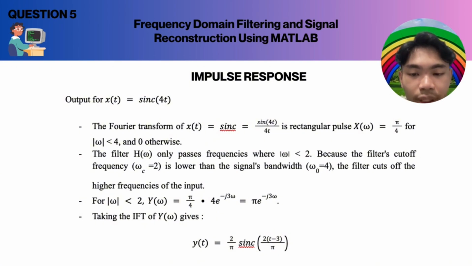Our signal bandwidth is wider than our filter cutoff of omega c equals 2. When multiplied in the frequency domain, the filter aggressively chops off all high frequencies above 2. This leaves us with a truncated spectrum. Capital Y of omega equals pi e^(-j3 omega), yielding a smoother, wider time domain output. Little y of t equals 2 over pi, sinc of 2 times (t minus 3) over pi.